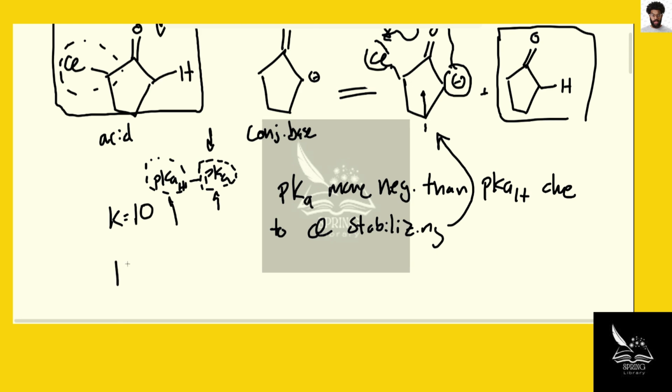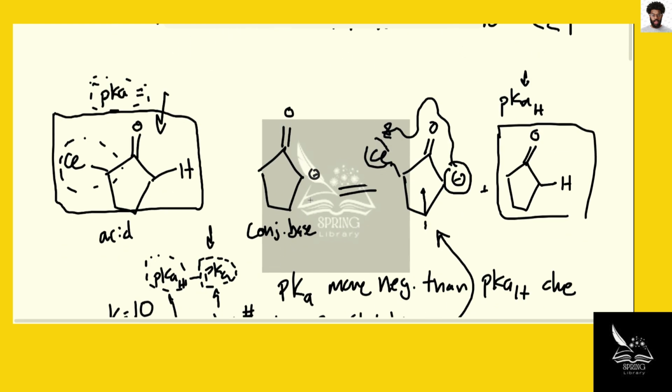That means that K is going to be some positive power of 10. That's basically what we get out of this. If we subtract a more negative number from a less negative number, we end up with a positive number. So we're going to get 10 to the something. So what's going to be favored is the right-hand side.